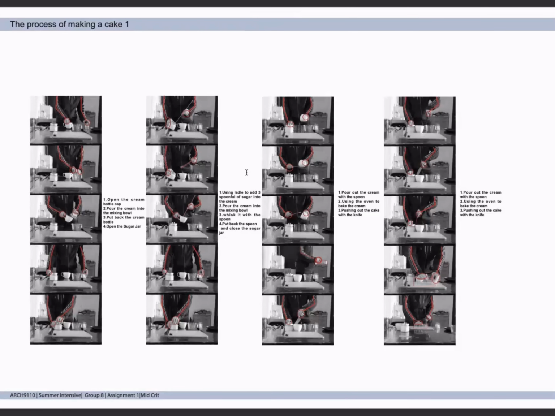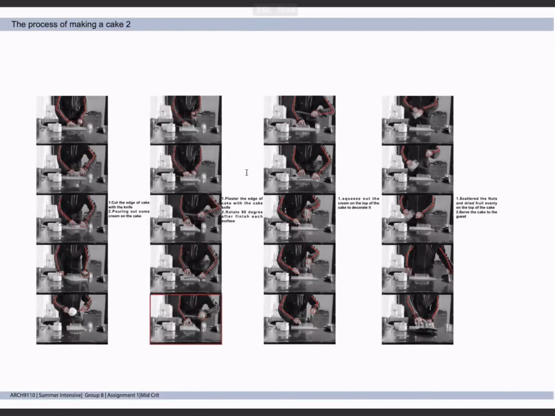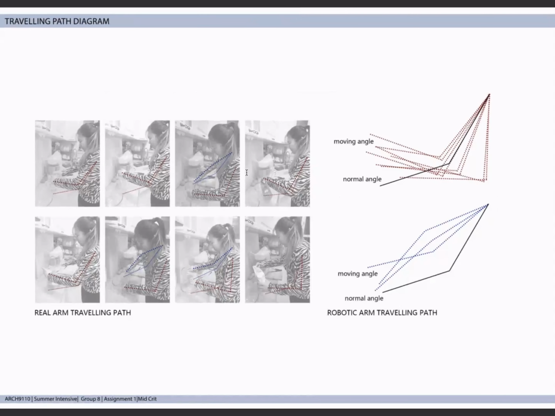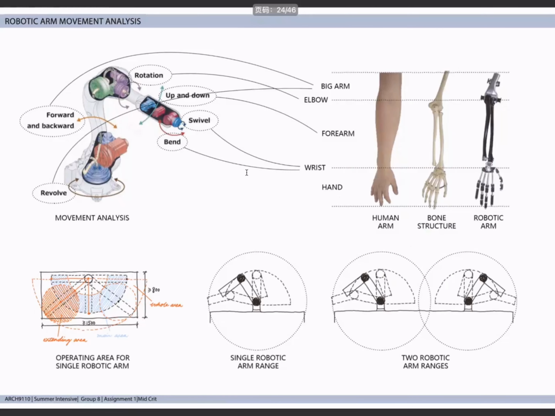Next, we researched human movement. This is a series of screenshots of the whole process of making the cake. It has some indications for our robotic arm trace design. The traveling paths diagram collects a series of human arm traveling paths and compares them with the robotic ones which complete the same movement. This diagram is about technically how the robotic arm mimics human arm movement.